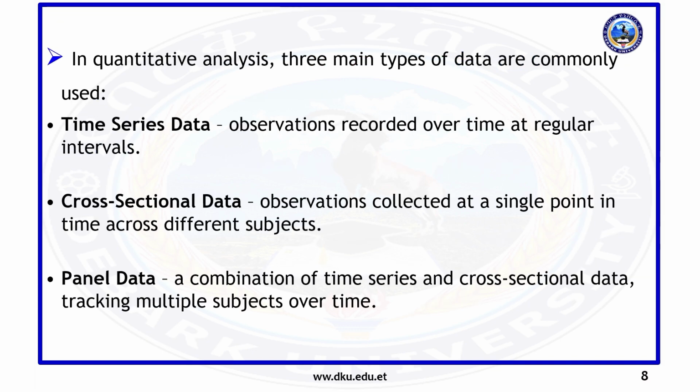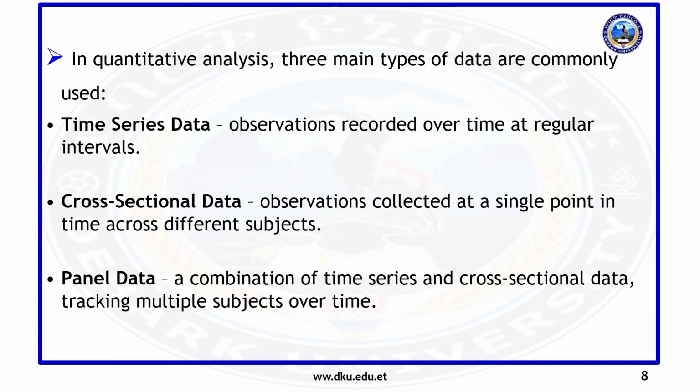Let us look at the main types of data that are commonly used in quantitative analysis. The first one is time series data. These are observations recorded over time at regular intervals. For example, daily stock prices, monthly sales, or yearly rainfall. Here, the focus is on the patterns over time, such as trend, seasonality, and cycles.